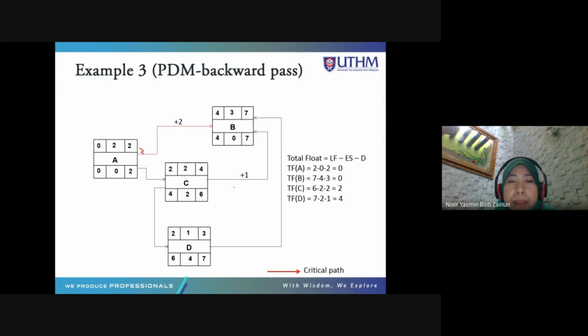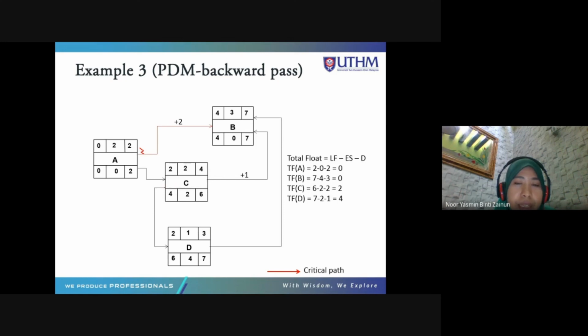Okay, so look at the arrow. 7 minus 1 is 6. 6 minus 2 is 4. And here 7 carried forward. Here 7. 7 minus 1 is 6. Okay. And then 6 carried forward here. It has 2 arrows.